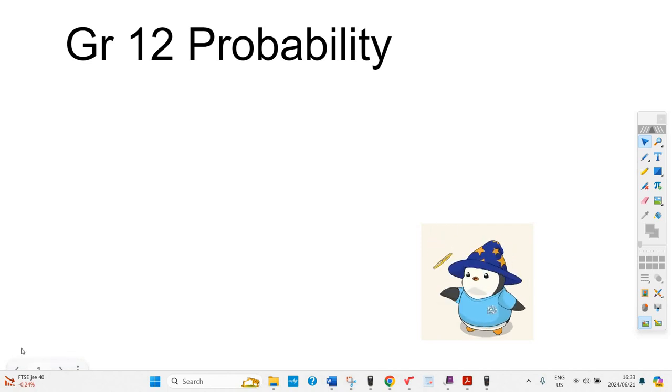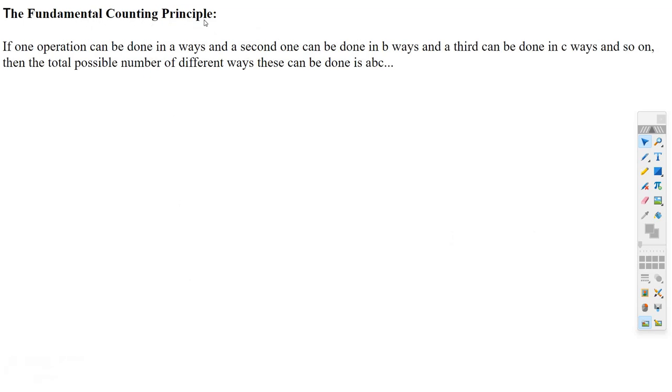Okay, let's try this grade 12 probability. We use all the things that we've done in grade 11 probability, but the big idea in grade 12 is this thing called the fundamental counting principle. The way it works, if you've got one operation, it can be done in A ways, and then a second one can be done in B ways, and then a third operation can be done in C ways. Well, how many different ways can you do the whole thing?